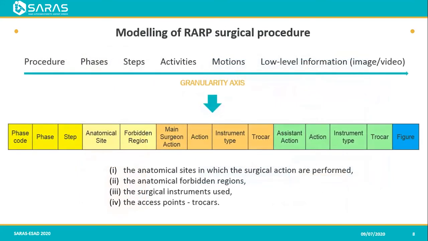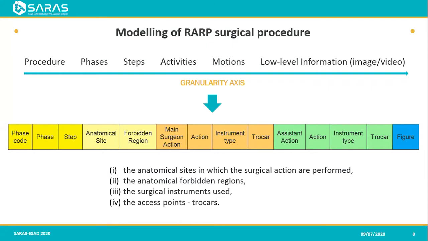Let's focus now on the modeling of the RARP procedure that has been obtained from literature studies and video recorded from the endoscope. On this basis, the RARP has been studied and modeled through reference granularity levels, comprising the procedure, that is composed of a list of phases, where a phase is defined as the major type of event occurring during surgery. Each phase is composed of several steps, a sequence of activities performed to achieve a surgical objective.